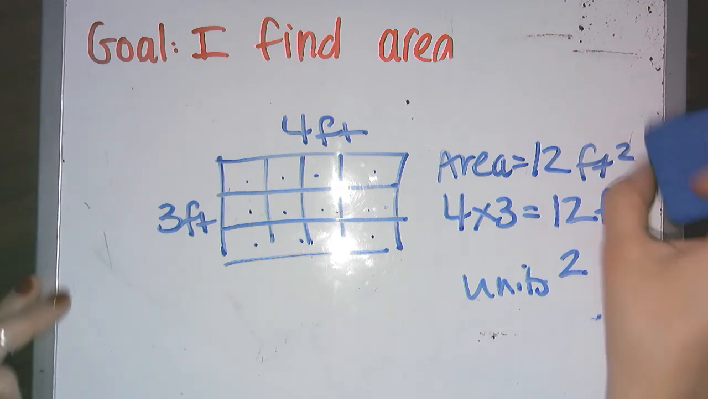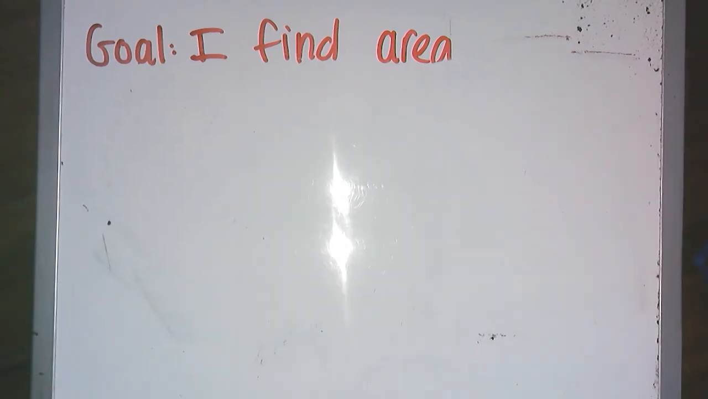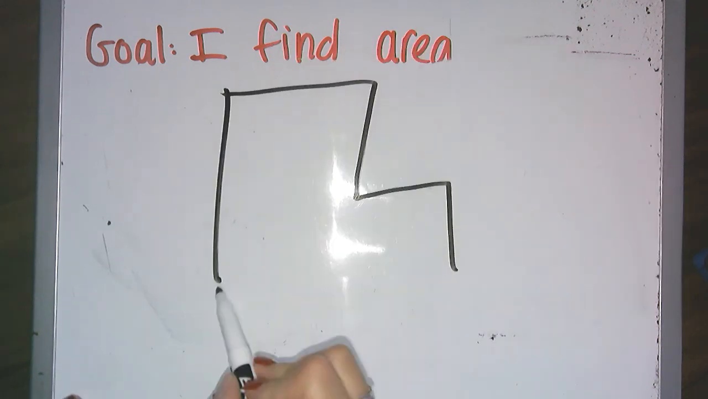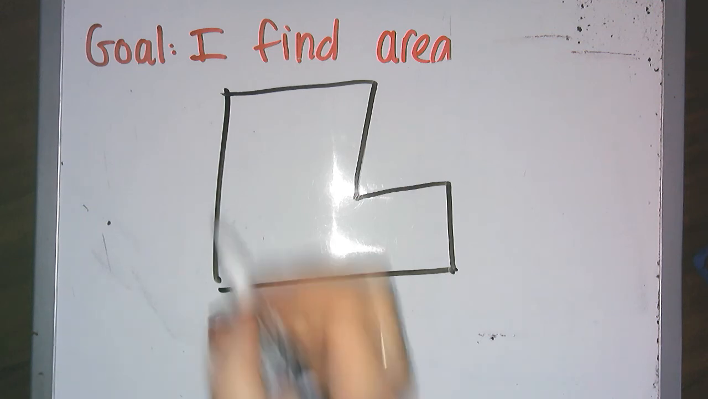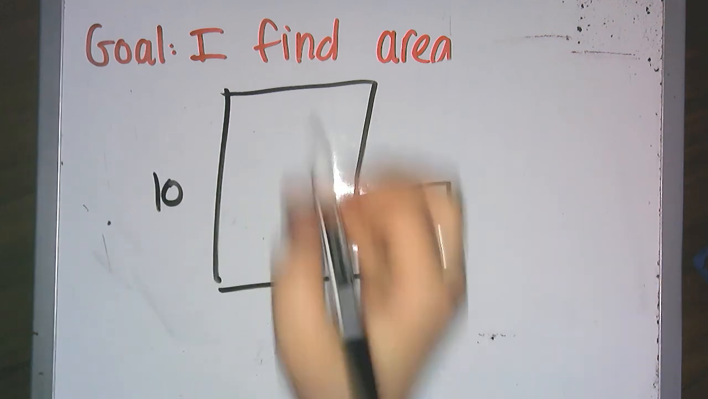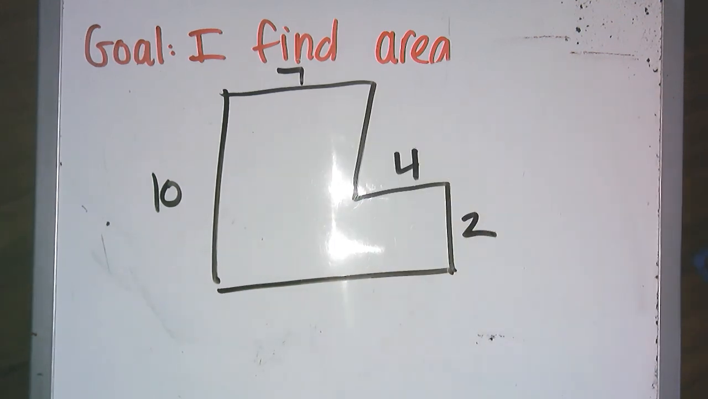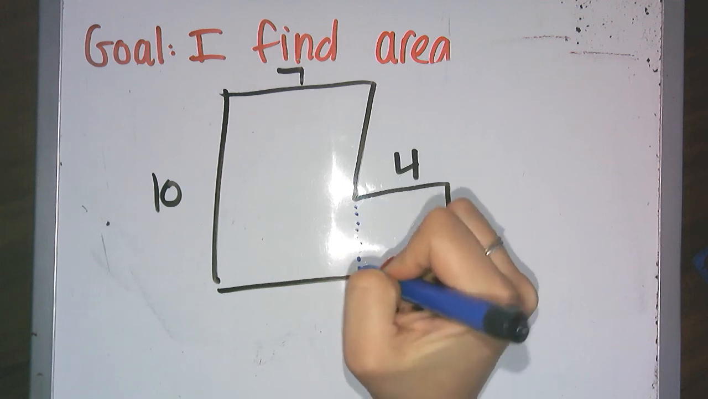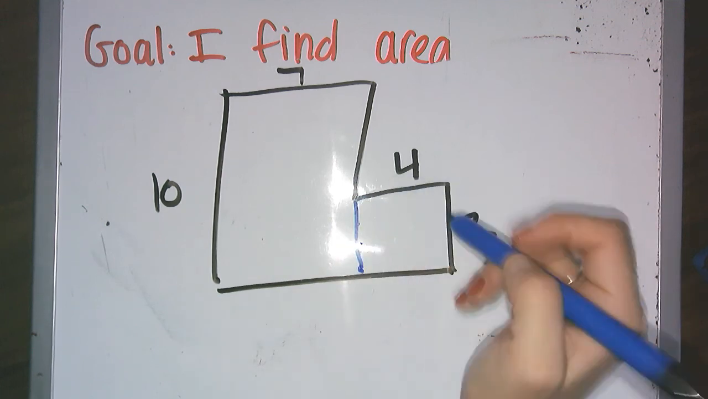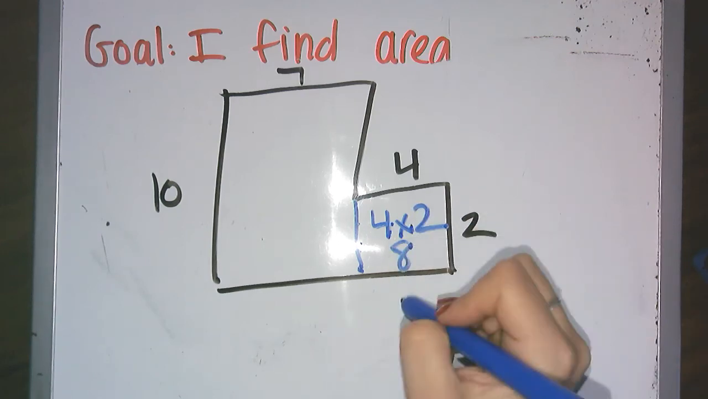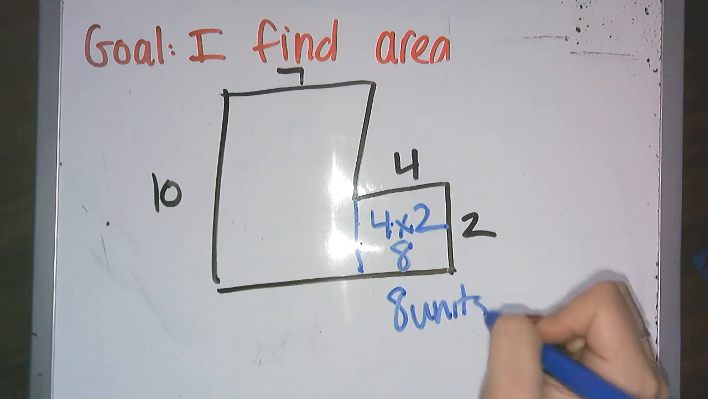Now, things will get more complicated. You might have a shape like this. That's interesting. This might be 10. This might be 7. This might be 2. And this might be 4. So the way we're going to do this is we're going to find our squares within it that we can do. So I can make an invisible dotted line here. And this area would be 4 times 2. And 4 times 2 is 8. So this would be 8 units squared.